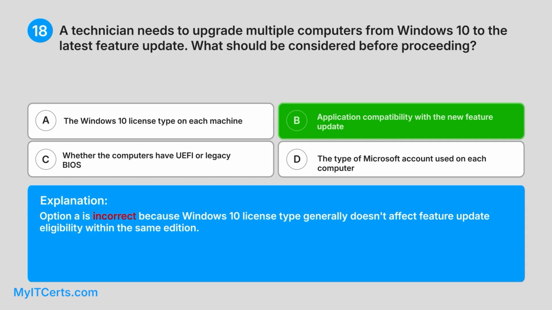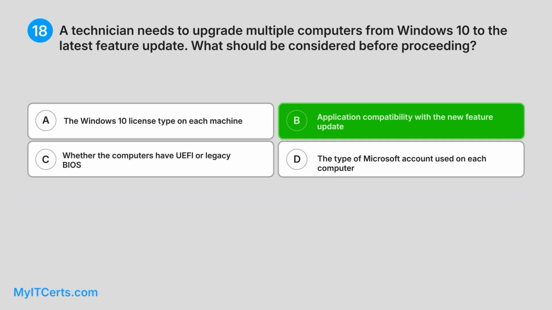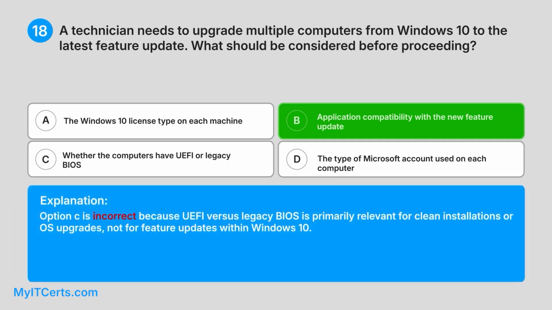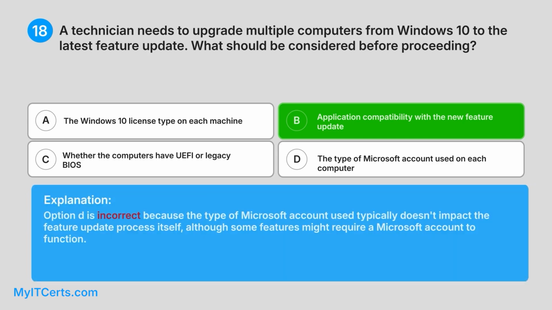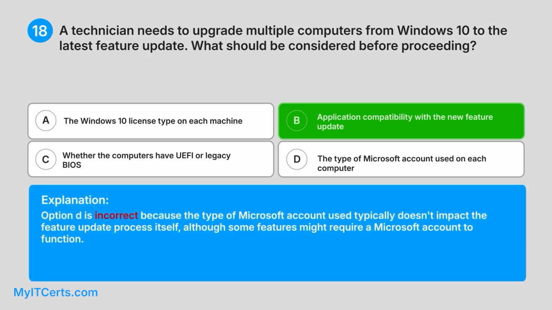Option A is incorrect because Windows 10 license type generally doesn't affect feature update eligibility within the same edition. Option C is incorrect because UEFI versus legacy BIOS is primarily relevant for clean installations or OS upgrades, not for feature updates within Windows 10. Option D is incorrect because the type of Microsoft account used typically doesn't impact the feature update process itself, although some features might require a Microsoft account to function.